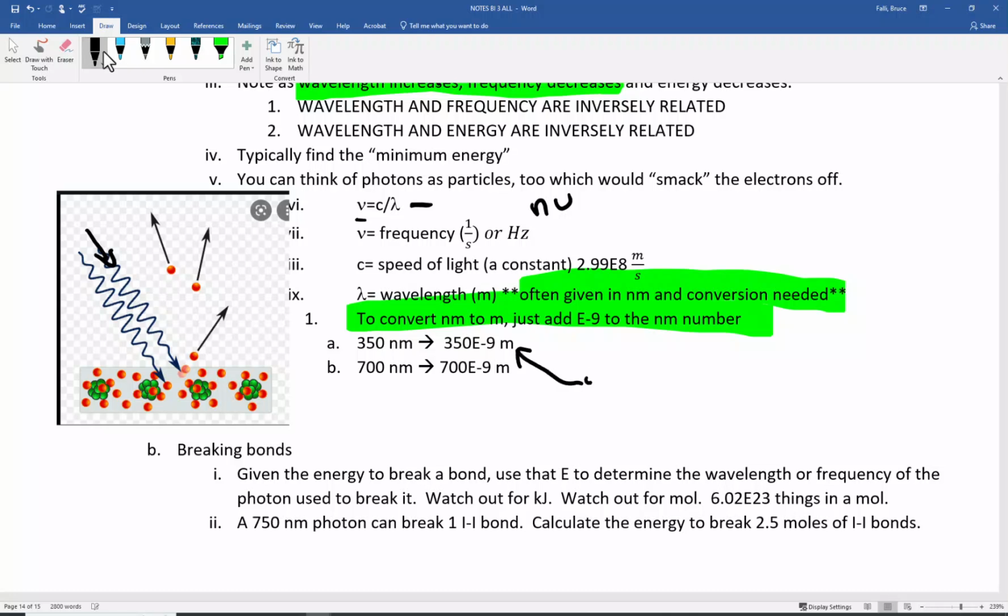You use this for math. So you've got to make sure you do it in meters, because the speed of light is in meters per second, so it has to be in meters.